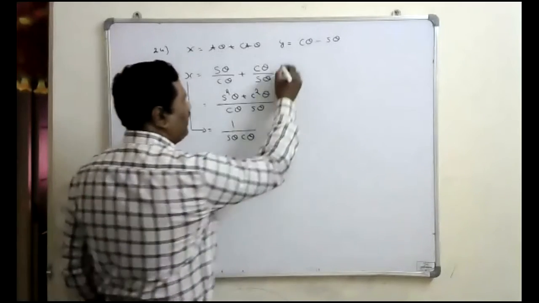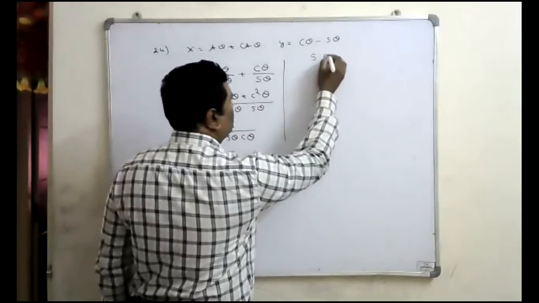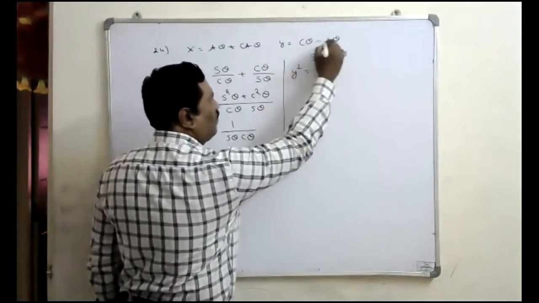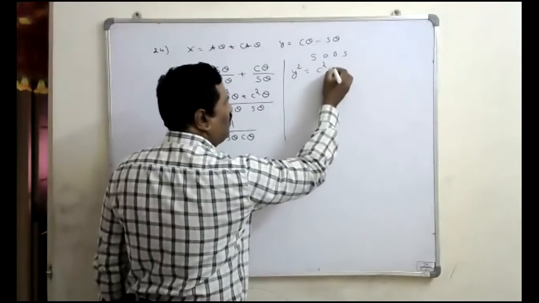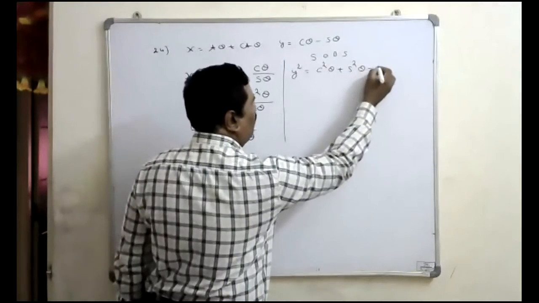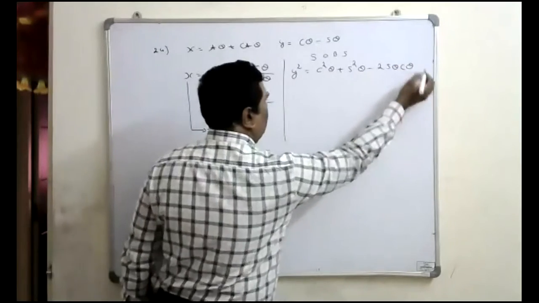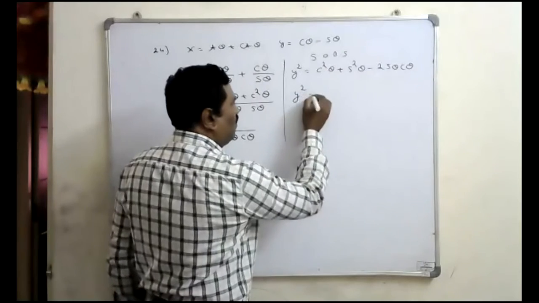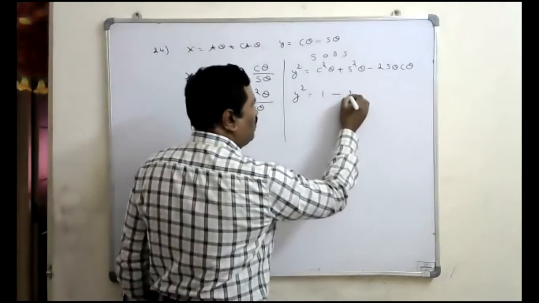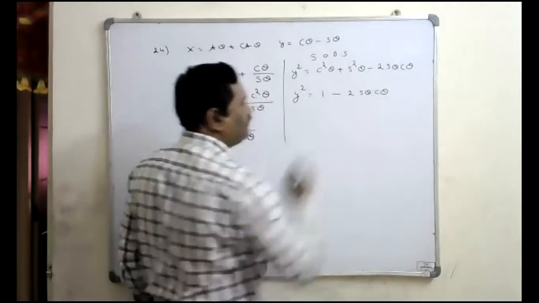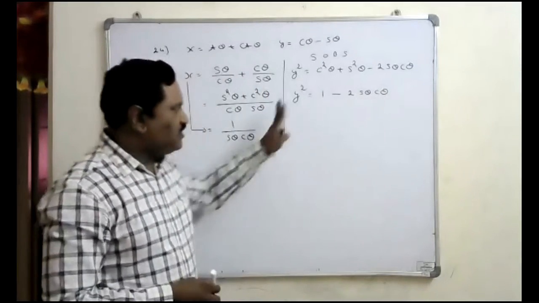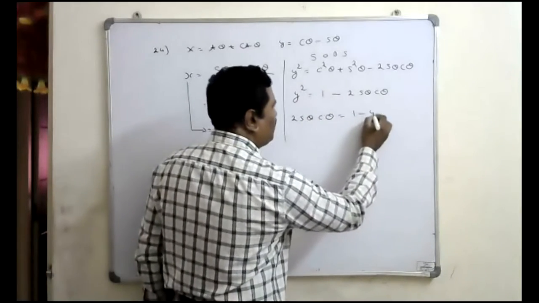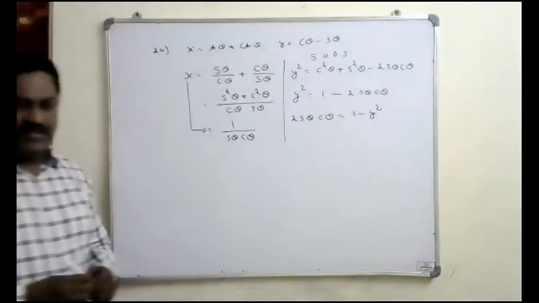To get that, take the second expression and square the equation on both sides. Squaring it, y square is equal to cos theta minus sin theta whole square. To expand this, cos square theta plus sin square theta minus 2 sin theta cos theta. So y square is equal to cos square theta plus sin square theta, which is 1, minus 2 sin theta cos theta. Now bring this negative term to this side, that is 2 sin theta cos theta is equal to 1 minus y square. This is the value of 2 sin theta cos theta.